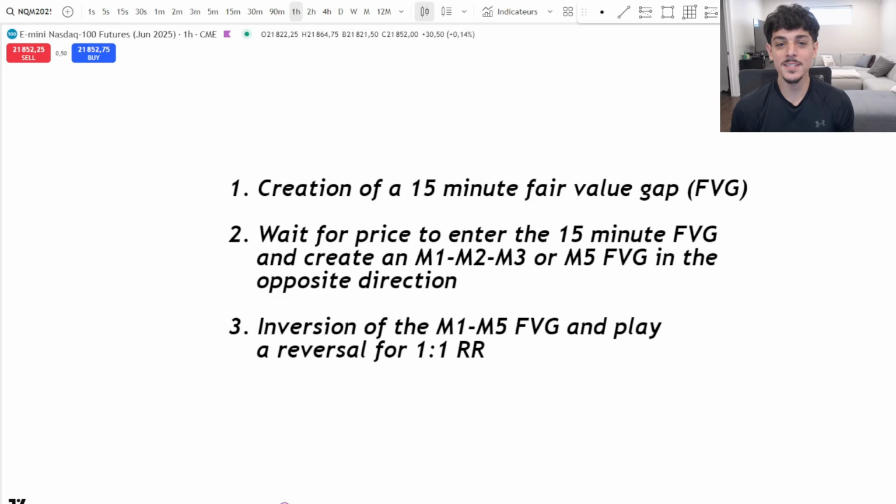This strategy is pretty simple because you only need 3 steps. First step is a creation of a 15-minute fair value gap. Then you wait for price to enter this 15-minute fair value gap and create a M1, M2, M3 or M5 fair value gap in the opposite direction. Then after you enter the 15-minute fair value gap with aggression by creating a fair value gap on either the 1, 2, 3 or 5-minute chart, you wait for this fair value gap to get inversed so you can play the reversal for a 1-to-1 risk to reward play.